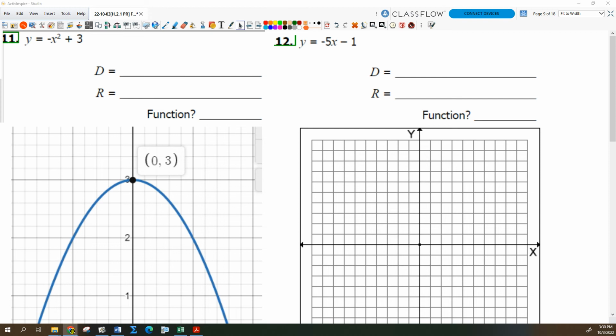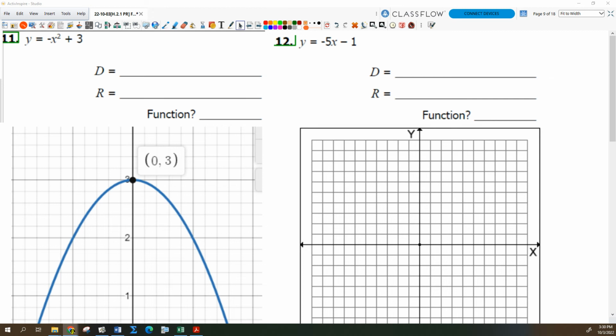How come it's upside down? Because of the -1 in front of the x squared. You're exactly right, the negative sign. The numbers in front of it affect how wide or small it is, how squished or stretched it is vertically.